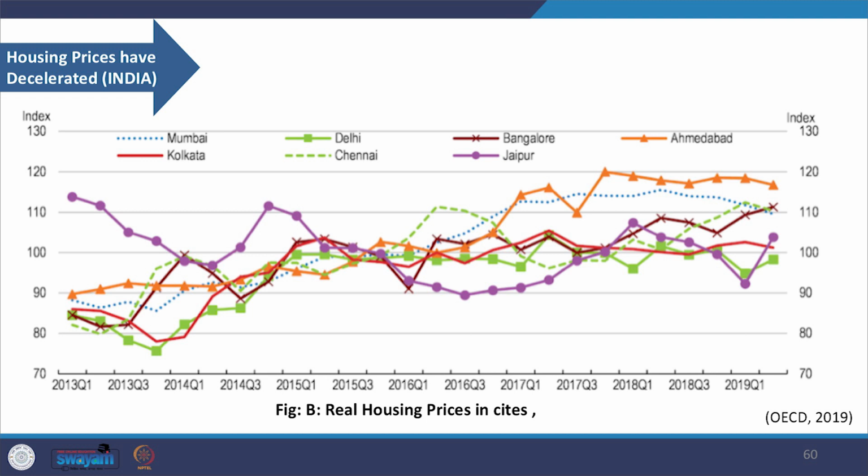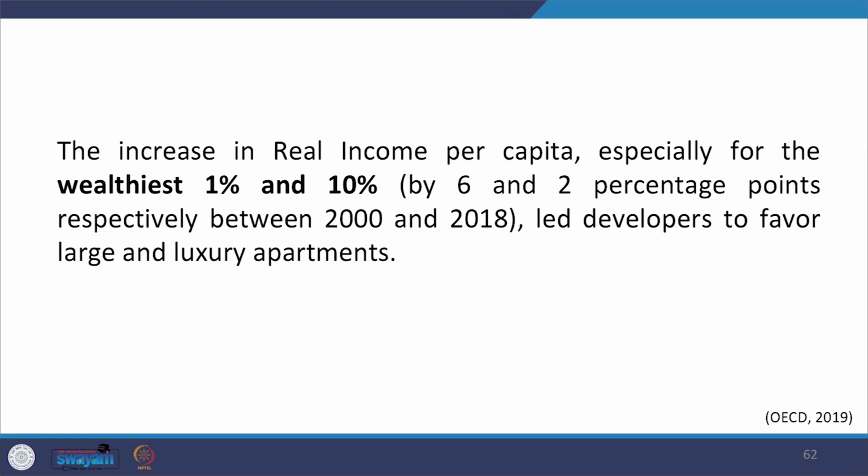As per the survey, the gaps in the price to income ratio across different income groups affected incentives to build various types of housing. The increase in real income per capita, especially for the wealthiest 1% and 10%, by 6 and 2 percentage points respectively between 2000 and 2018, led developers to favor large and luxury apartments.